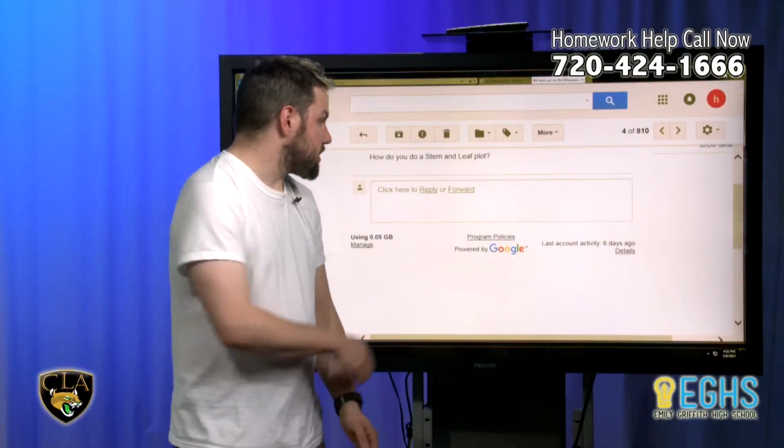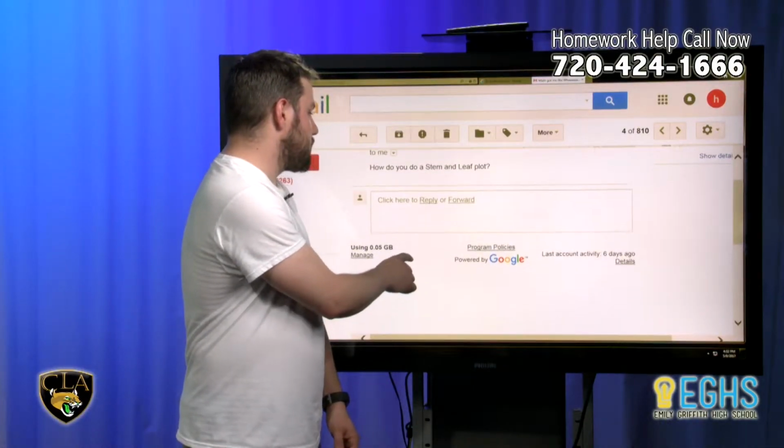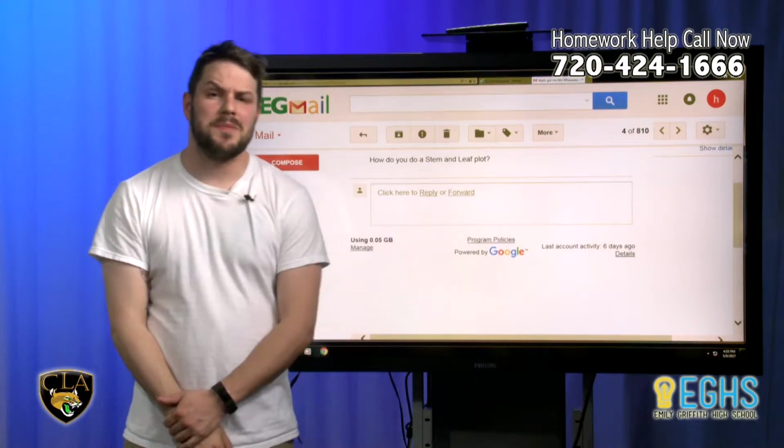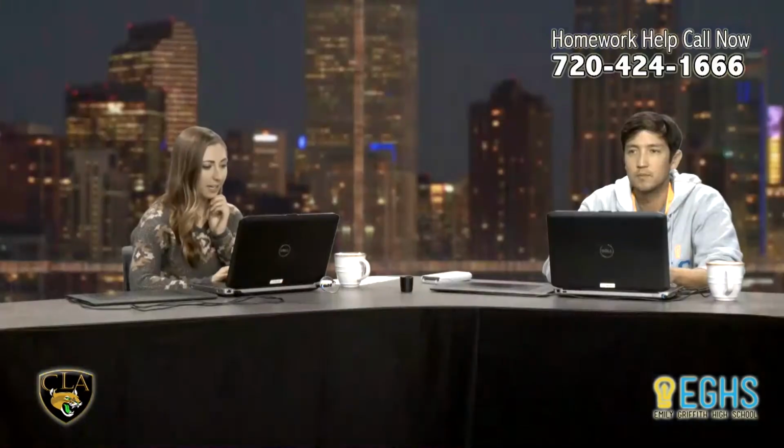The first question is a math question. The question is, how do you do a stem and leaf plot? Ooh, okay. I can do this one.